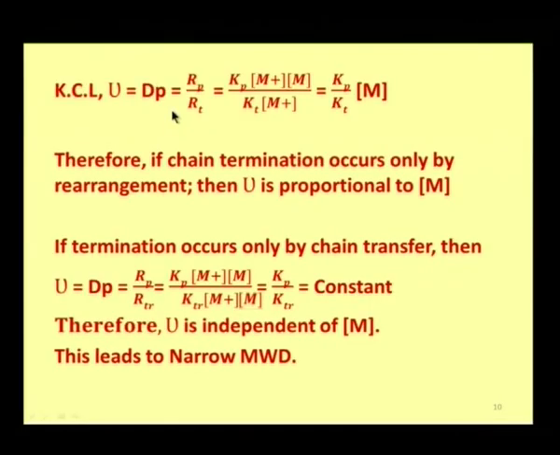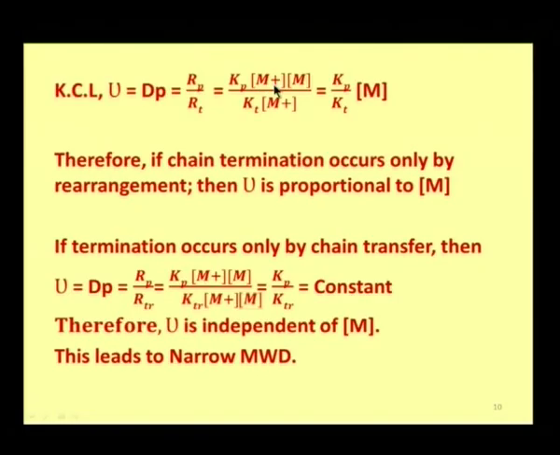Now, bringing that concept into the picture here in the cationic polymerization, kinetic chain length, which is represented by mu, is equal to DP when the chain termination is going to occur only by the rearrangement process. In this case this is given by Rp by Rt, which is equal to Kp, concentration of the growing polymer chain, multiplied by concentration of the monomer, divided by Kt M plus concentration. By cancelling these two, finally it appears to have Kp by Kt into monomer concentration.